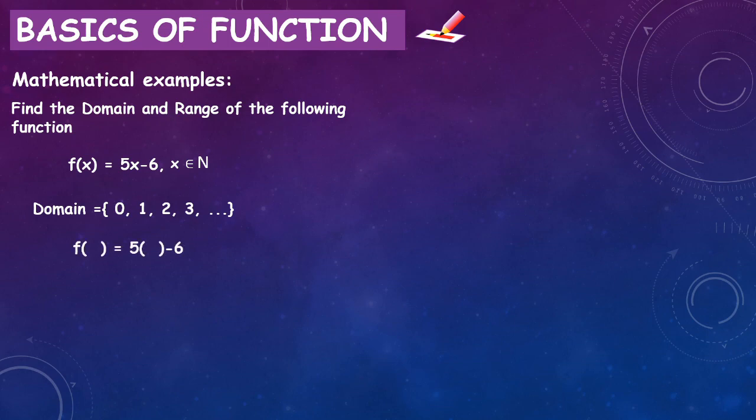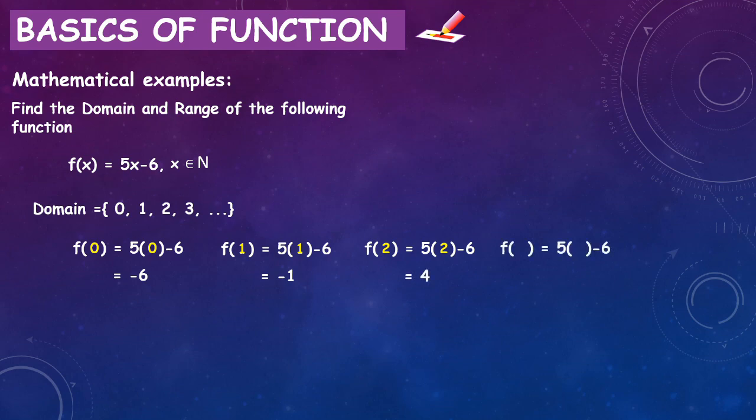We first substitute 0 and we get an answer of -6. The next term is 1, which gives you -1. Substituting 2 gives you 4. And lastly, substituting 3 gives you 9. As you can see, the answers or images are ascending just like your domain. So the images are -6, -1, 4, 9, and so on.